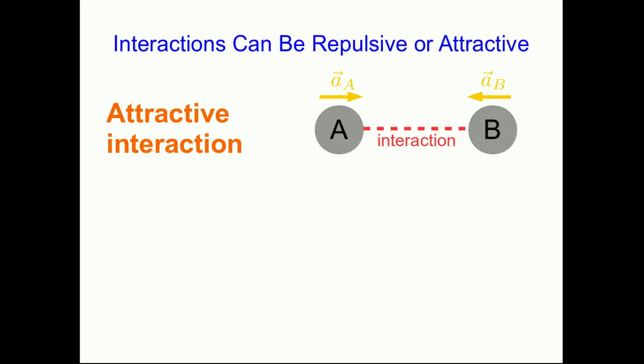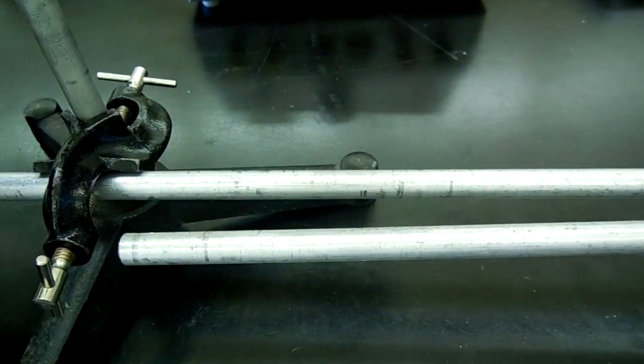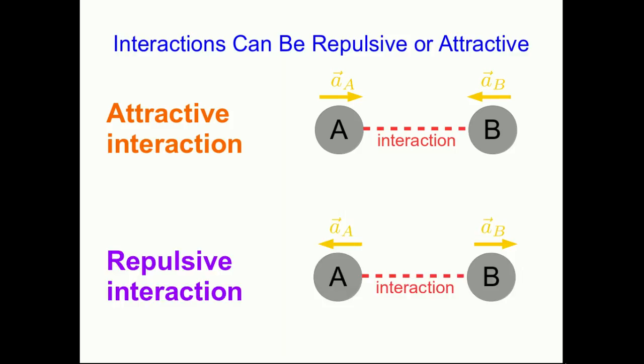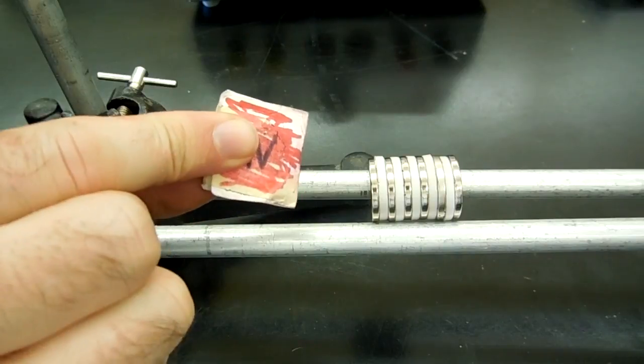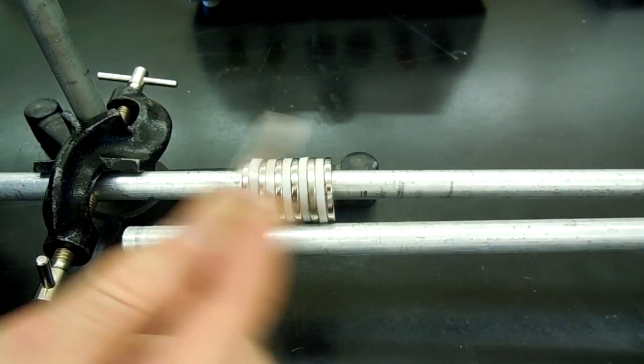When two objects are interacting and the interaction tends to cause them to accelerate towards each other, we call that an attractive interaction. For example, I can use the magnet in my hand to attract this stack of other magnets towards it. On the other hand, when the interaction causes the objects to be pushed apart, to accelerate away from each other, we call that a repulsive interaction. And again, with magnets, I can turn the magnet in my hand around and it will repel the other magnets.